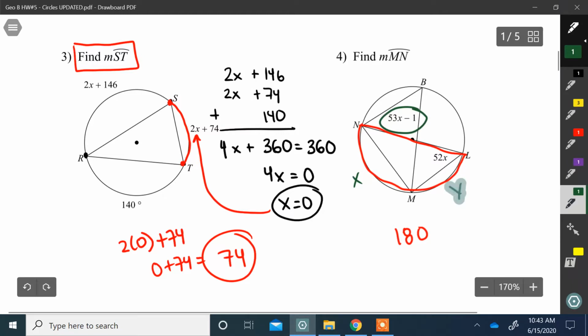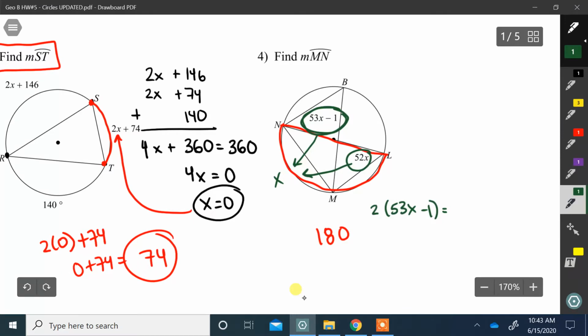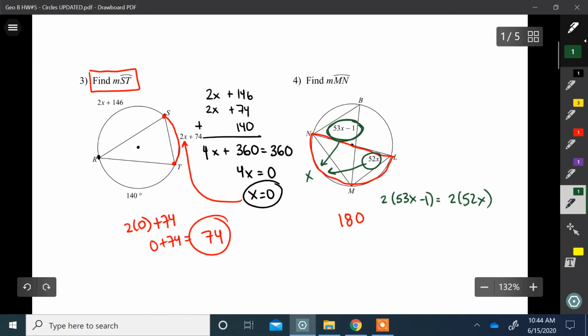and this right here is twice as that, and this right here, oh, hold on. So I'm sorry, this right here is twice as that, but then this right here is also twice as that. Okay, so 2 times, I'm just going to set it up for you, 53x minus 1 should equal 2 times 52x. Okay, you solve that and then you find the answer. Remember, they're asking you to find mn, so think about that first.